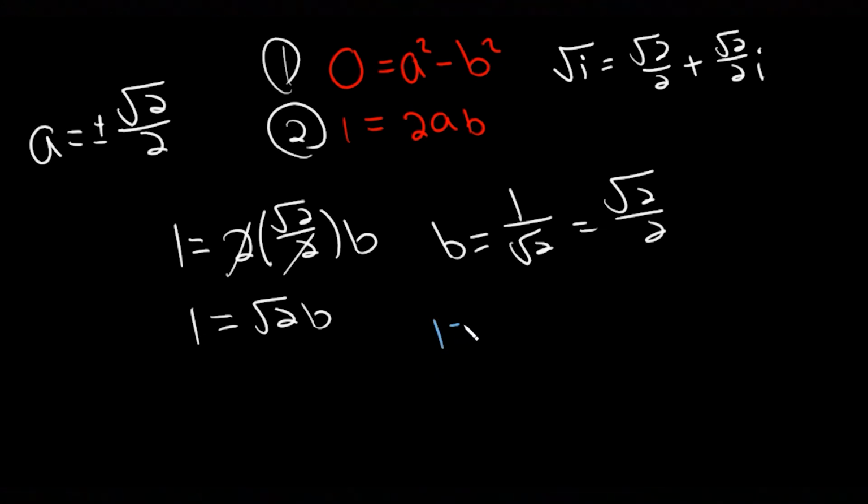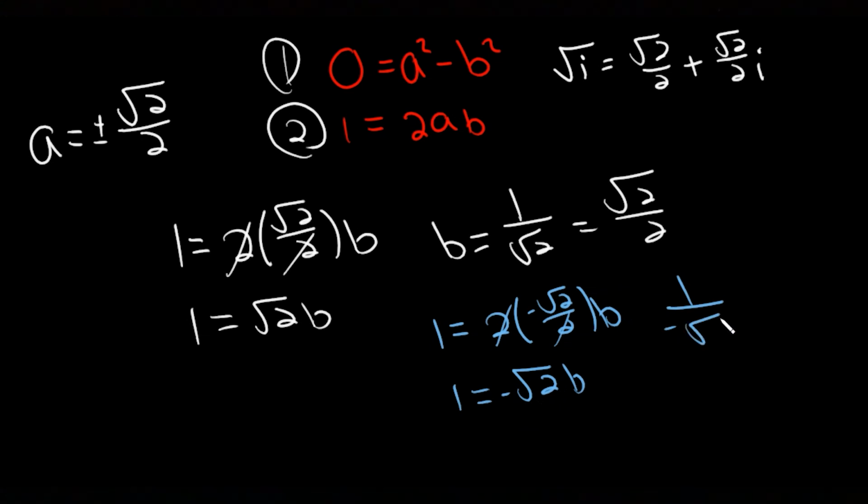So we'll get here 1 is equal to 2 times, and then we get negative square root of 2 all over 2, and then b. Again, the 2's will cancel. Here I get 1 is equal to negative square root of 2, and then I get b here. Divide both sides by negative square root of 2, and you get 1 over negative square root of 2 equal to b. And then we can rationalize our denominator. So we get b is equal to negative square root of 2 all over 2. And there it is. So there's the other part.